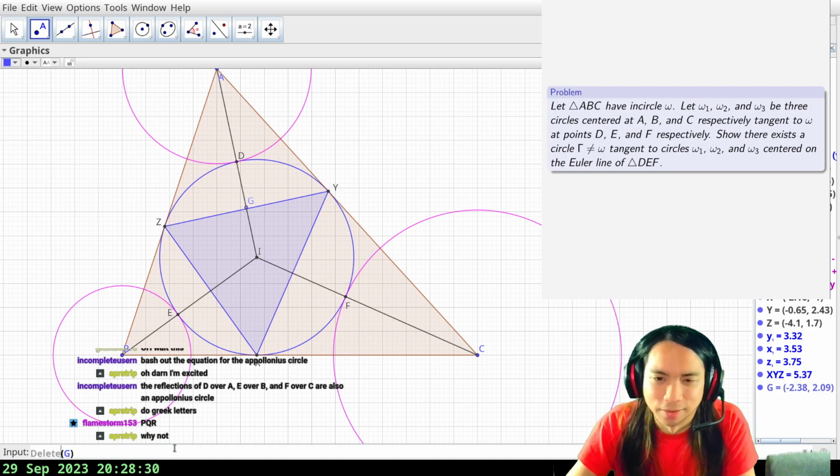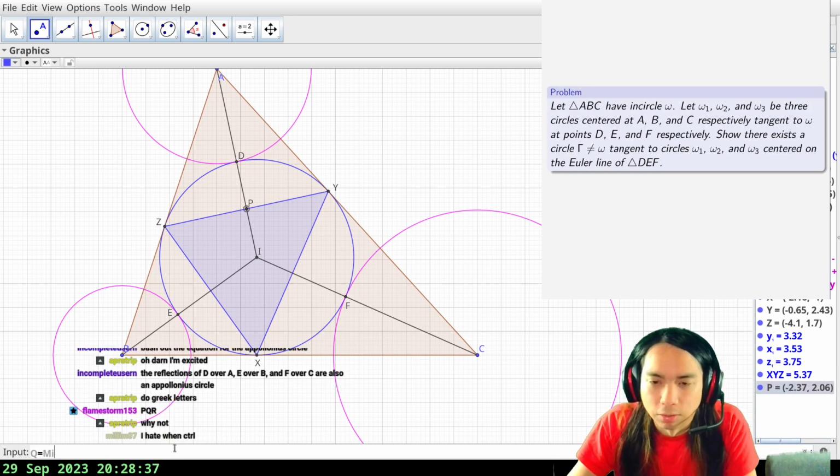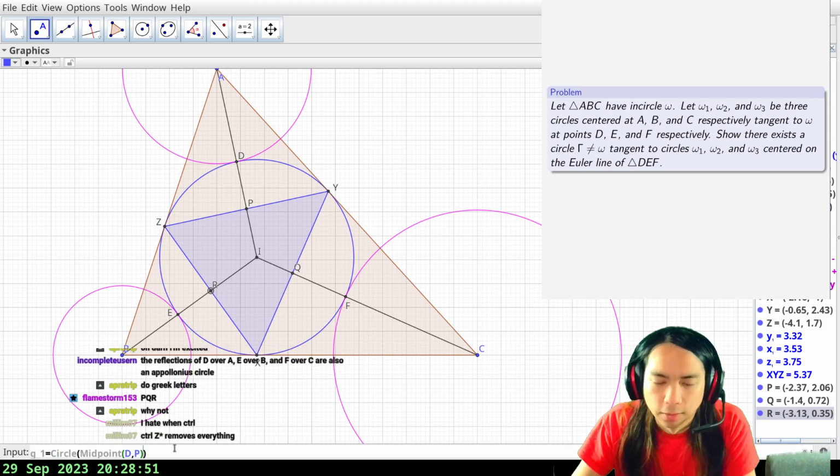You know what? It's faster to type. P equals midpoint YZ. Q equals midpoint XY. R equals midpoint XZ. And we're gonna draw new circles with these diameters.